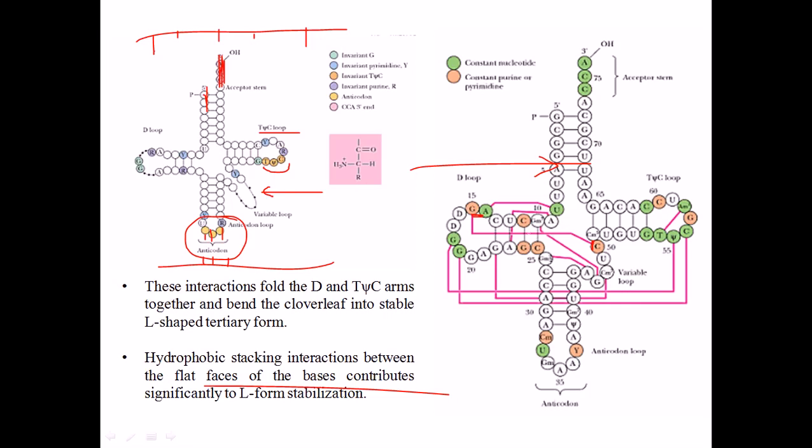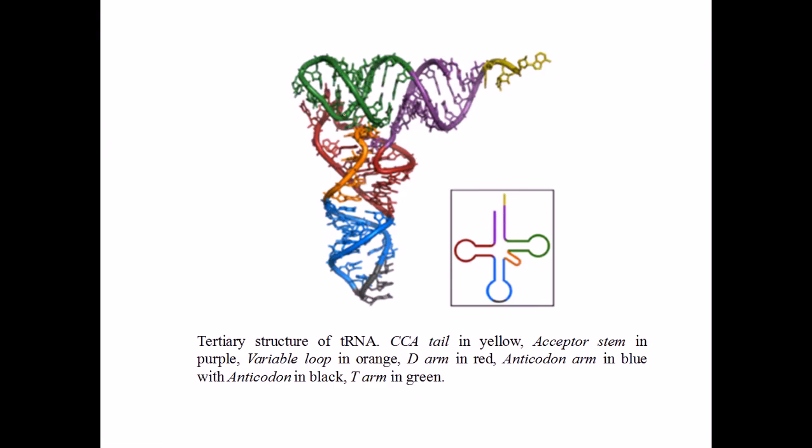Due to the presence of these unusual bases, these modified nucleotides, they can pair hydrogen bonds with themselves, they can also make hydrophobic stacking interactions between themselves, and finally they can fold. Most of the time this D loop and T psi C loop start to interact. They fold to give the characteristic L shape to the tRNA structure, and that makes a really stable structure. Now we can find the structure something like that.